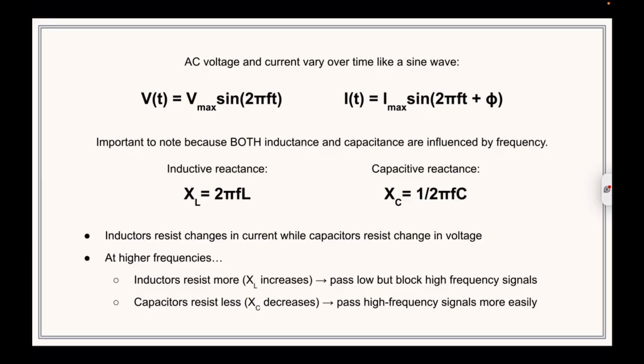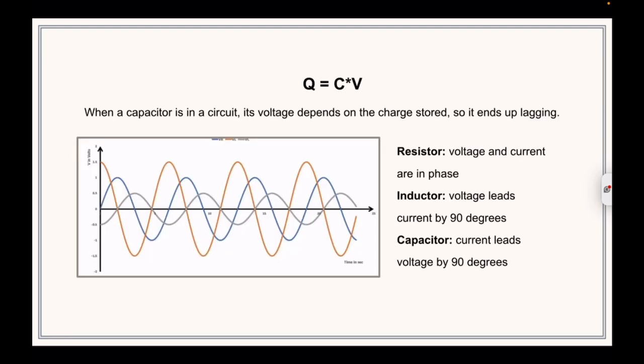Inductive reactance increases with frequency, so inductors block high frequencies and pass low frequencies. Capacitive reactance decreases with frequency, so capacitors block low frequencies and pass high frequencies. Inductors follow Faraday's and Lenz's law, where changing current induces an opposing voltage. If current rises, the inductor generates voltage to oppose it. If current falls, it drives current to maintain the flow.